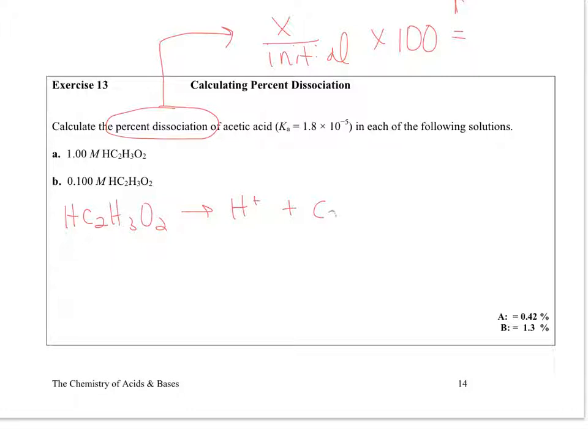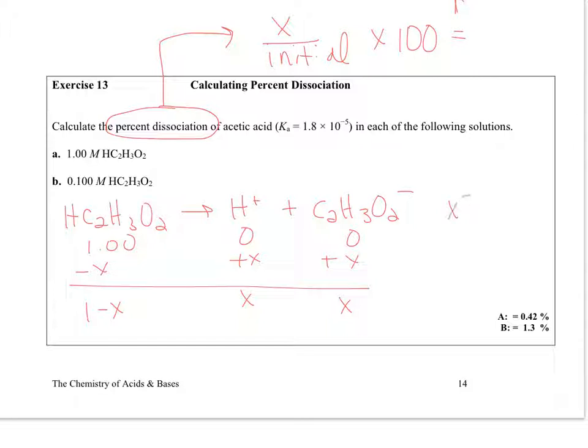I'm not including water, but you're welcome to do so. All right, I have an initial value of 1, 0, 0, minus x, plus x, plus x, 1 minus x, x, and x squared over 1. I'm negating that x that's being added or subtracted, and it is equal to 1.8 times 10 to the negative 5. All right, I get an x value of 1.8 times 10 to the negative 5th square rooted. So x equals 4.24 times 10 to the negative 3rd.